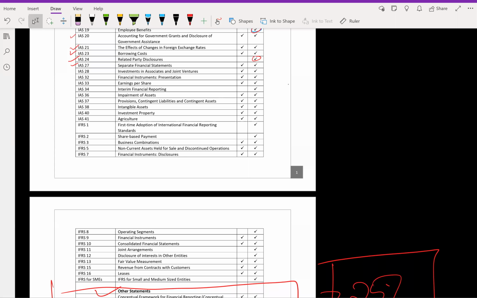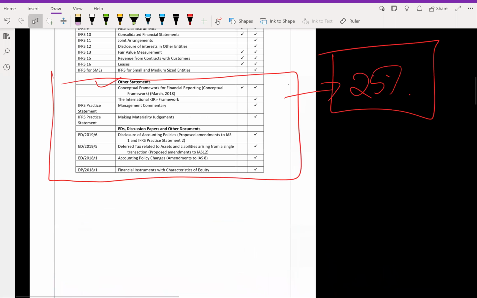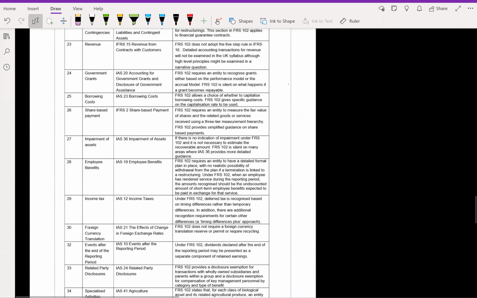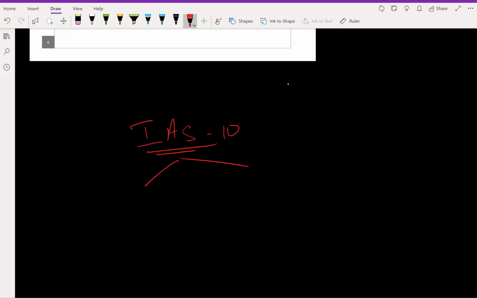Now, how will we go about it? How will we prepare for the exam? At SBR level, I tend to use this screen and my Excel and my Word documents. For example, let's say events after the reporting period. This is how I'm going to make sure that you have your notes.